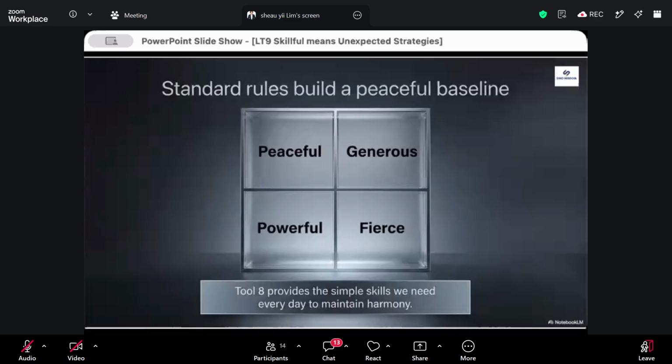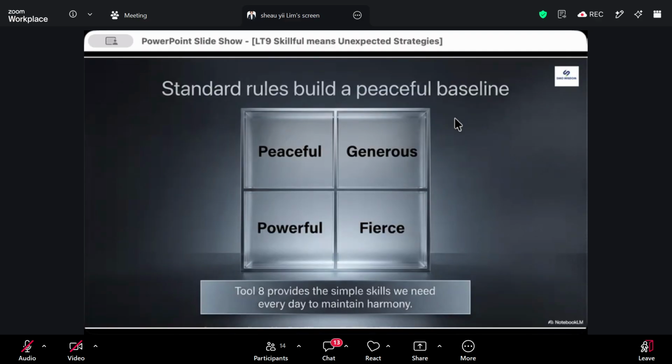So in the last application lab, Teacher Sugan reviewed Life Tool 8 with us about the 4 modes of management. Life Tool 8 taught us about the simple skill that we need every day, so that we know when to give direct instructions, or when to coach, when to support, or when to let our team work on their own. So we use these 4 different types of management modes called peaceful, generous, powerful, and fierce mode to do our management work.